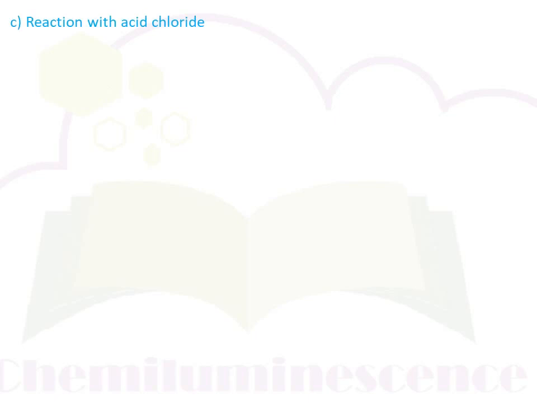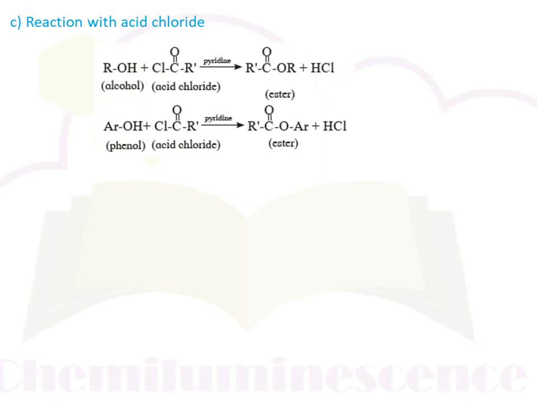Next is the reaction of alcohol or phenol with acid chloride for formation of ester. Alcohol or phenol on reaction with acid chloride in presence of pyridine forms ester and HCl. The pyridine is used to neutralize this hydrochloric acid.